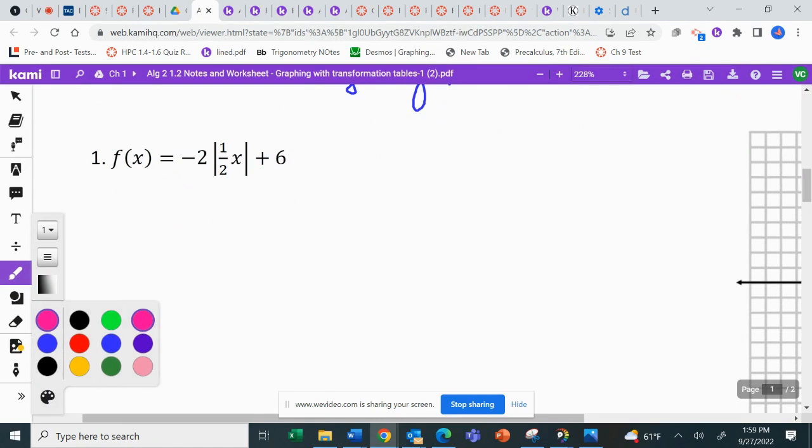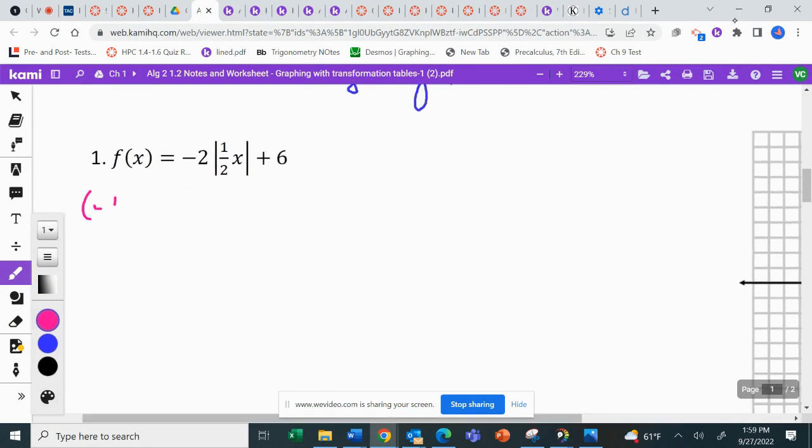Out here in front, we have a negative sign. And then we also have a 2, and those are 2 different transformations. We also have the 1/2, and then we have the 6. Okay, so we have 4 total transformations, but I want to pay attention to the 1/2 and the 2.